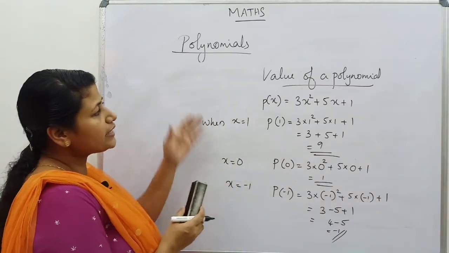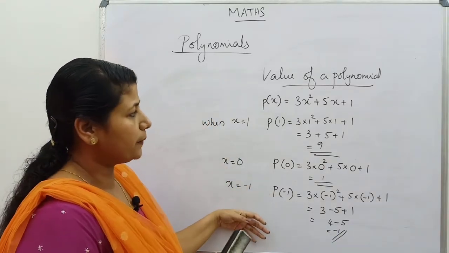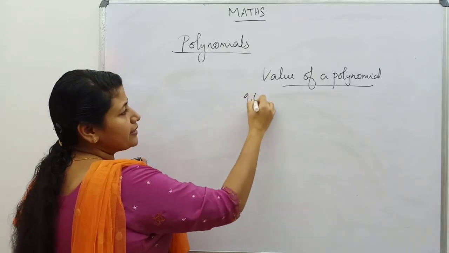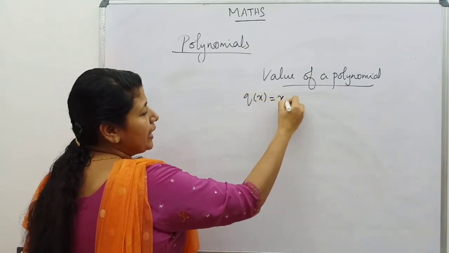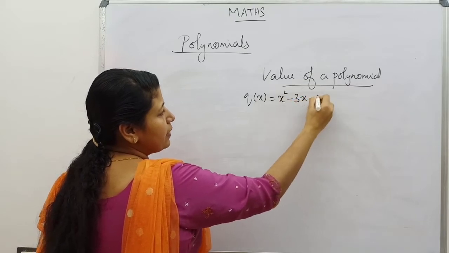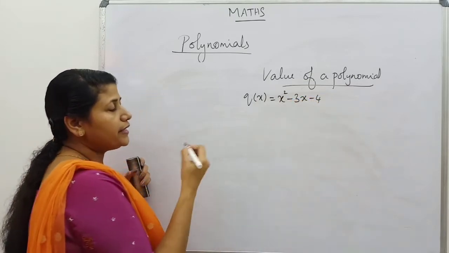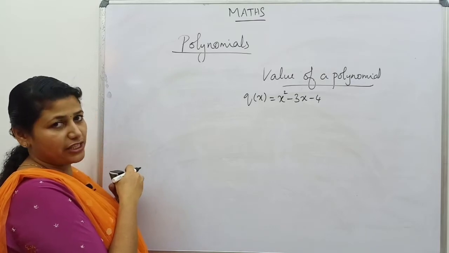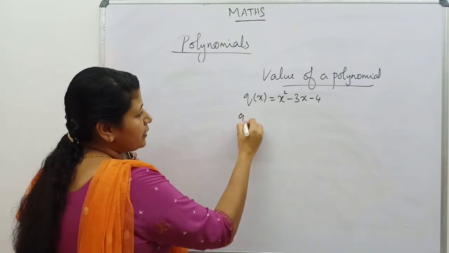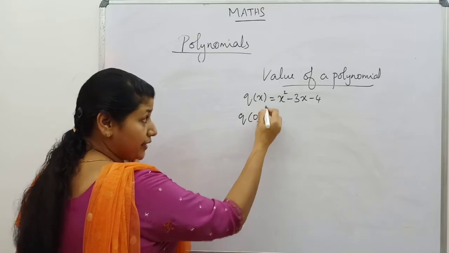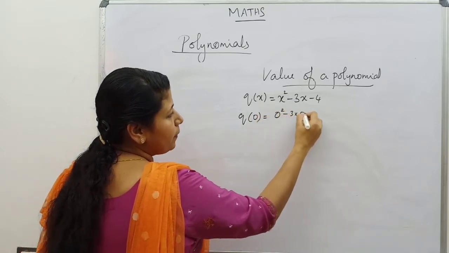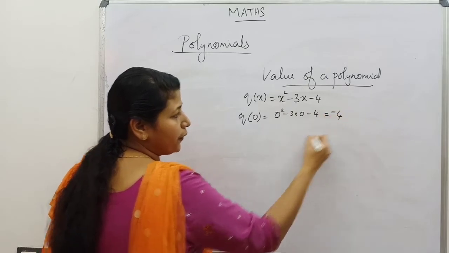Okay, so these all are the values of a polynomial. Consider another example where q of x equals x square minus 3x minus 4. Find out the values of this polynomial when x equals 0, 1, negative 1. So first we will substitute x equal to 0, so it will be q of 0: 0 square minus 3 into 0 minus 4, which will be negative 4.